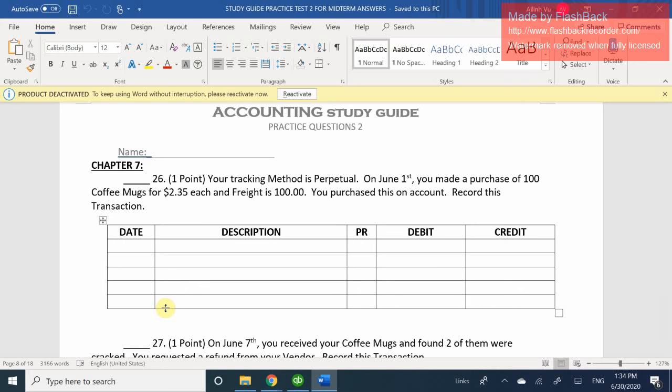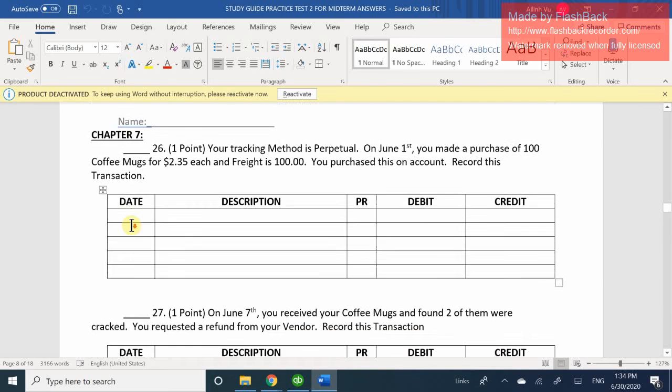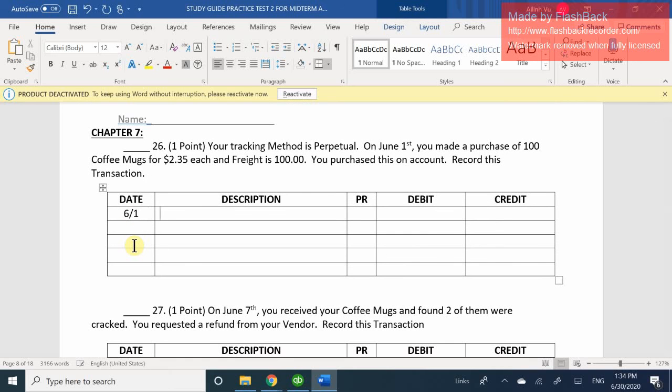Number 26. So we're diving straight into chapter 7. Your tracking method is perpetual. On June 1st, you made a purchase of 100 coffee mugs for $2.35 each, and freight is $100. You purchased this on account. Record this transaction. June 1st, coffee mugs, $335. Accounts payable, credit $335.